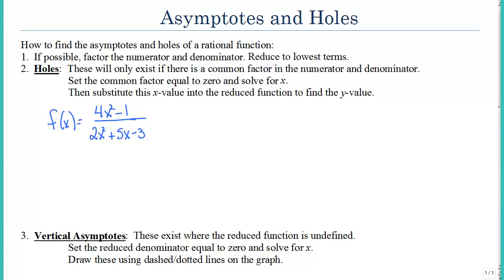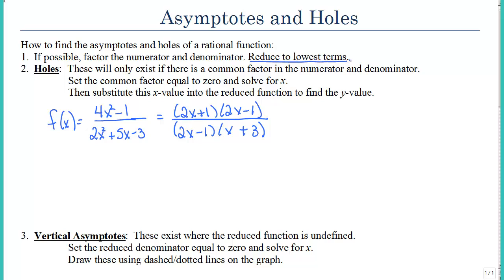As we look at rational functions, we need to investigate where there are asymptotes and holes. How do you find those? Well, first of all, we start with a rational function, and you want to factor the numerator and denominator if you can. So I believe we could factor this. Check your signs, and yes, that is indeed factored.